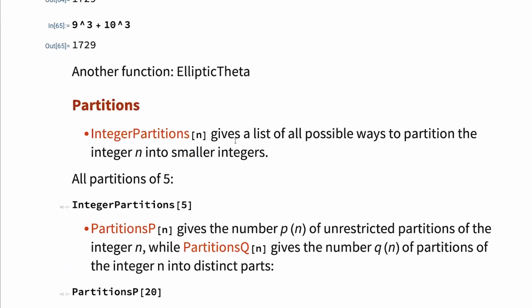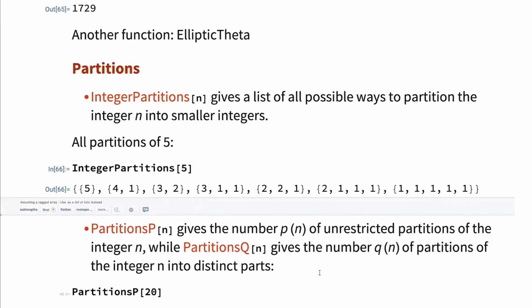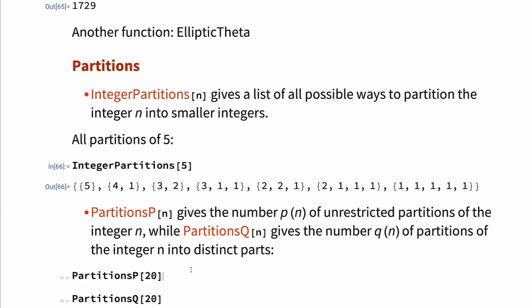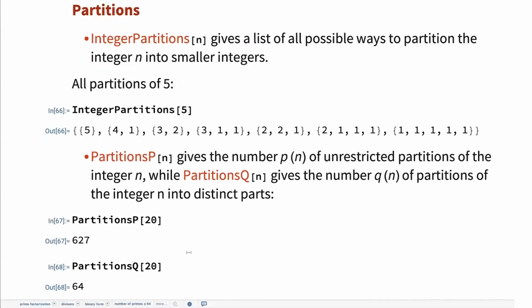So IntegerPartitions gives a list of all possible ways to partition the integer n into smaller integers. For example, we can find all the partitions of 5. Here you go. PartitionsP gives the number p(n) of unrestricted partitions of the integer n, while PartitionsQ gives the number q(n) of partitions of the integer n into distinct parts. So PartitionsP for 20 is this one, and PartitionsQ for 20 is 64.